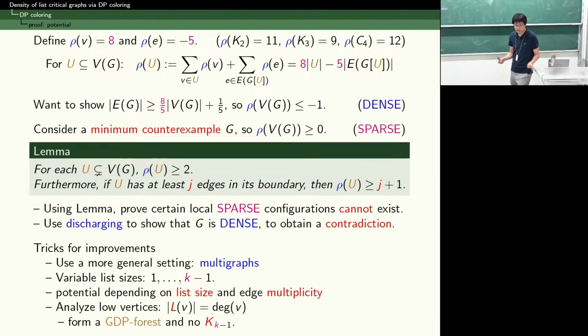the discharging has two parts, right? First, you have to prove certain sparse configurations don't exist. Now this is the hard part. But for the discharging, where you come up with these rules, where you want to redistribute the weights, it's just an integer program.